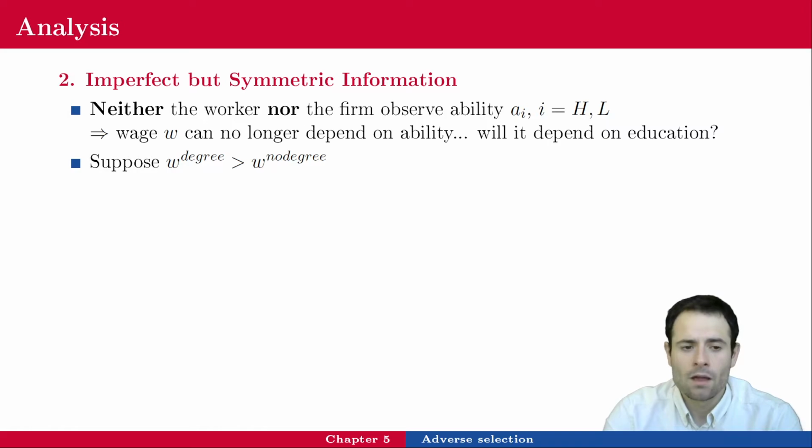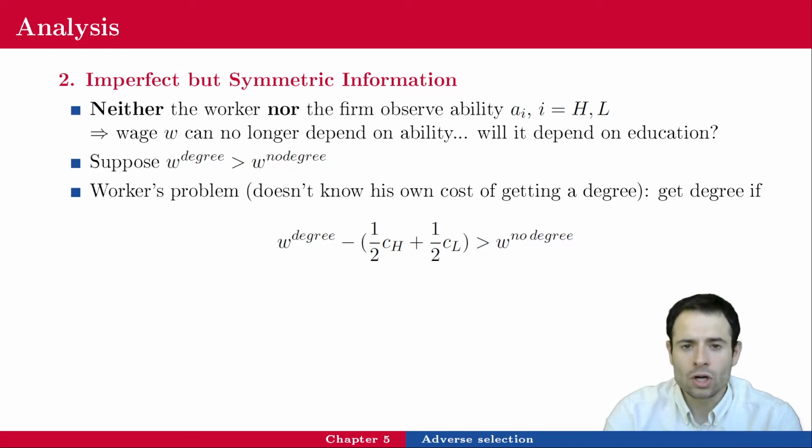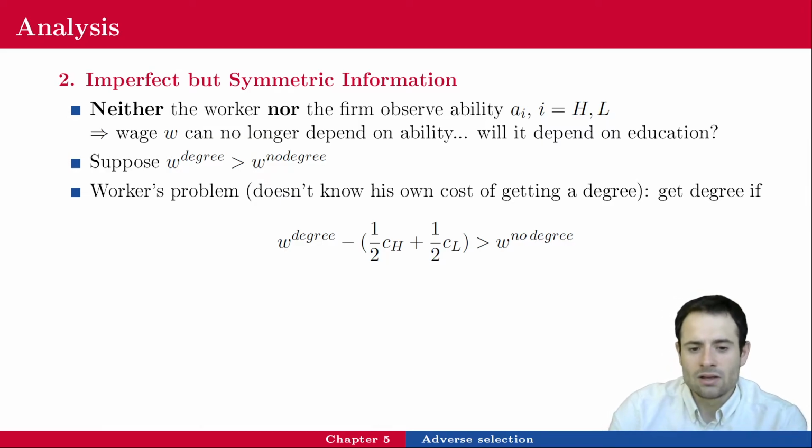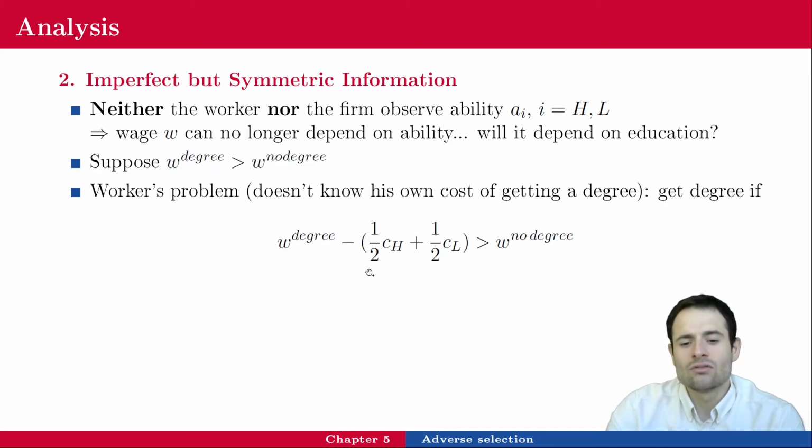Well, let's check. Suppose first that the wage for somebody who has a degree is bigger than the wage for somebody who doesn't have a degree. Then the worker has to decide if the wage under a degree is worth getting an education. But now, the worker is not aware of his own ability. He doesn't know if he's a good worker or a bad worker. So if he gets an education, his utility will be W degree, that's how much he's going to get paid. But the cost of education he's going to have to pay is uncertain for him.